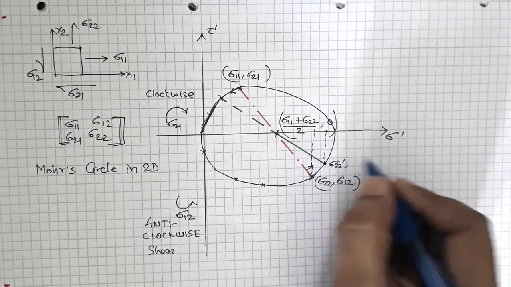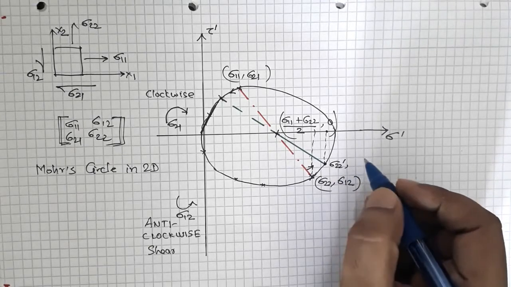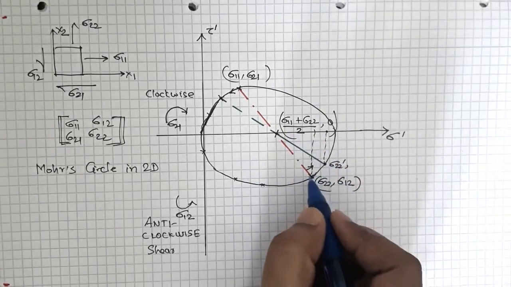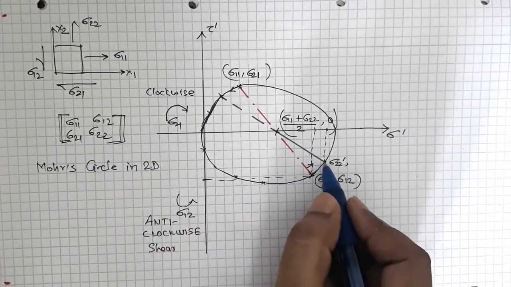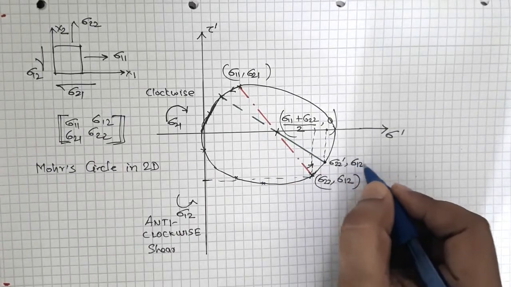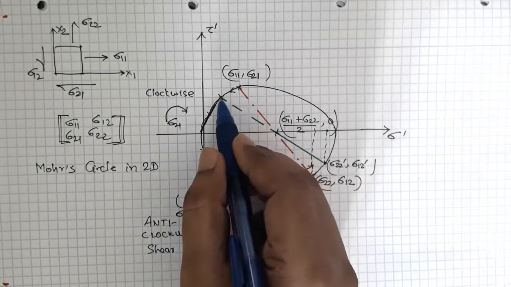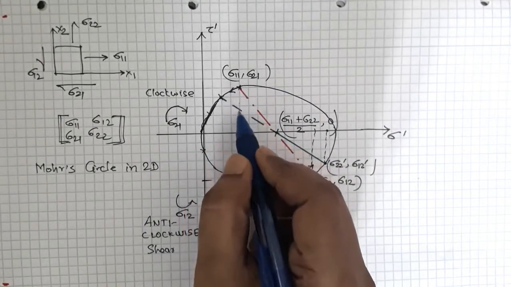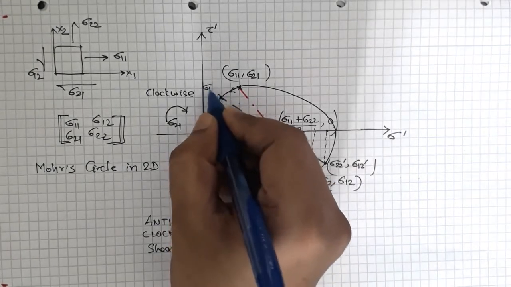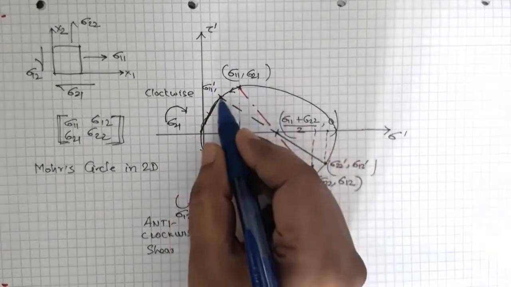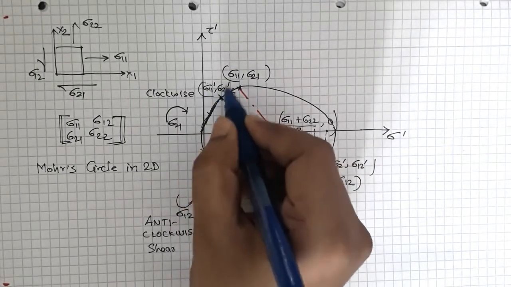Let's call it sigma 22 dash, and sigma 12 is this height, right? So sigma 12 has decreased. Similarly here, sigma 11 was here and now sigma 11 is here, so sigma 11 has decreased, sigma 11 dash, and sigma 21 was this height, and that has also decreased, so sigma 21 has also decreased.